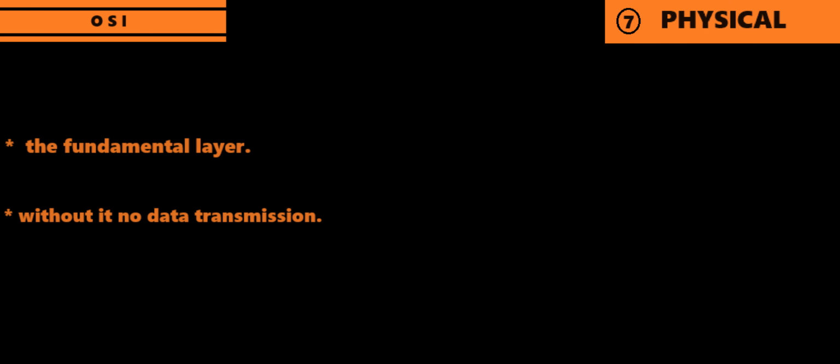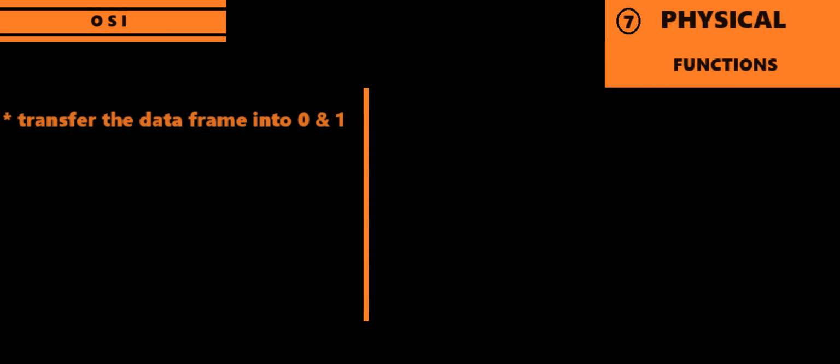Physical layer is the fundamental layer of the OSI model. Without it, not any of the upper layers will work, and the data transmission will never occur. Now let's discuss how the physical layer will send the data frame to the other physical layer at the receiver device. Firstly, the physical layer will transfer the data frame into bits, zeros and ones.